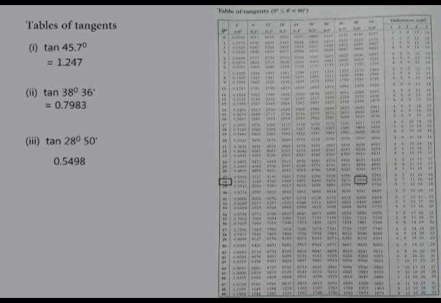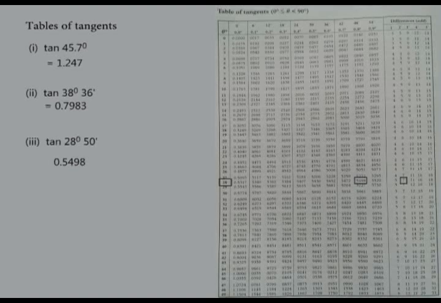0.5498. But we had 50 minutes. 50 minutes minus 48 minutes is 2 minutes. So we go to the differences group of columns and to the column of 2 minutes. We read the coinciding number. It's 7. We add it to our previous reading. So 0.5498 plus 0.0007 gives us 0.5505. And so tan 28 degrees and 50 minutes is equal to 0.5505.